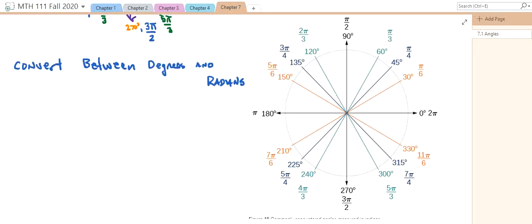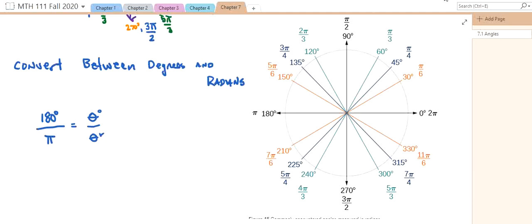So if we want to convert between degrees and radians, we know that there are 180 degrees per pi, or 3.14 radians. That's 180 degrees, same thing as pi radians. Well, we can set up the proportion then, where we have some angle in degrees divided by some angle in radians.